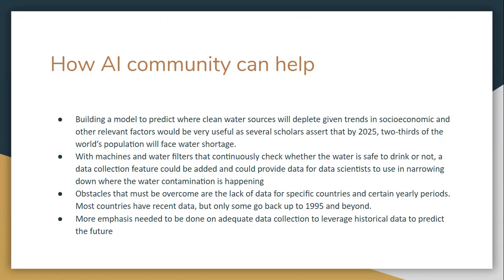Organizations such as the World Bank and the UN should emphasize the importance of regular and thorough data collection from their member countries, since that is the most prevalent obstacle, given that there's a lack of data for specific countries in certain historical periods. That's where most of the emphasis needs to be placed so that we can leverage historical data to predict the future.